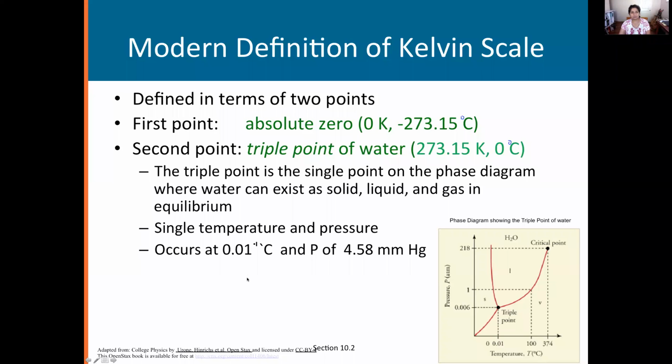You do not need to memorize. You don't really need this diagram, but it's just nice for you to recognize what triple point is. So I gave you this. You do need to know the 2 points of the Kelvin scale and their values, okay? And these 2 points are divided by 100 equal divisions.